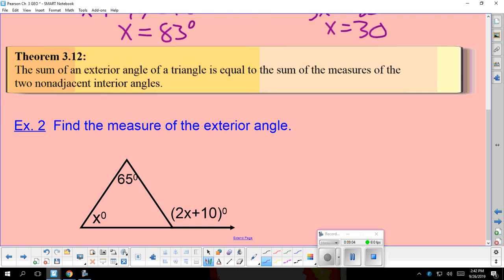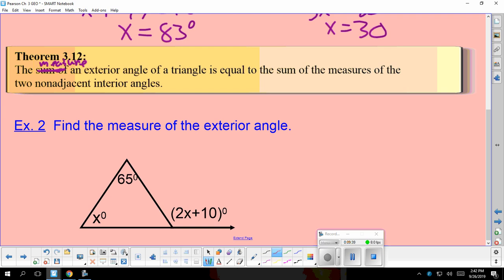The sum of an exterior angle of a triangle is equal, actually, not the sum, the measure, let's correct that, the measure of an exterior angle of a triangle is equal to the sum of the measures of the two non-adjacent interior angles. So let's go ahead and take that apart and see what it looks like.